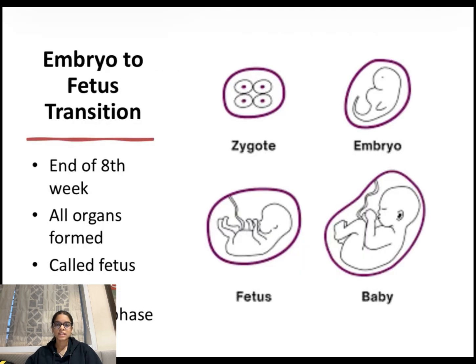Embryo to fetus transition. At the end of the 8th week, all major organs are formed. Although they are not fully functional, from the 9th week onwards, the developing organism is called a fetus. The fetal period mainly involves growth, maturation, and functional development of organs.